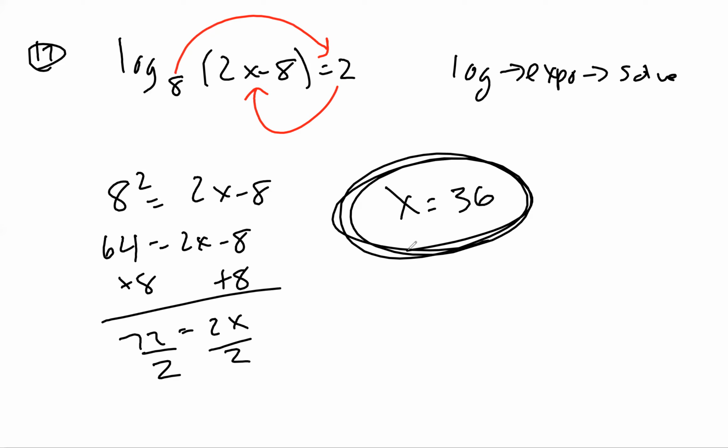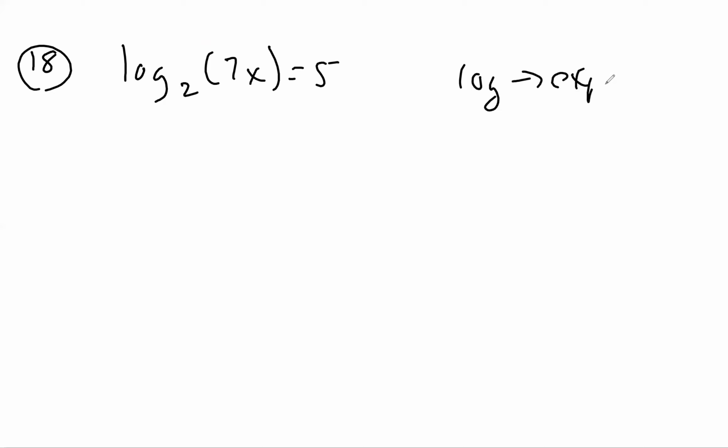Okay, last one, number 18. The problem is log base 2 of 7x equals 5. And so obviously this is log. I want to go from log to exponential, and then I want to solve. And so I will draw my arrows, and when I rewrite this, it'll give me 2 to the 5th equals 7x.